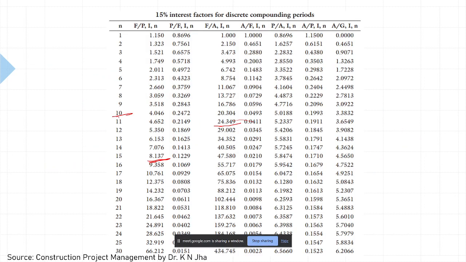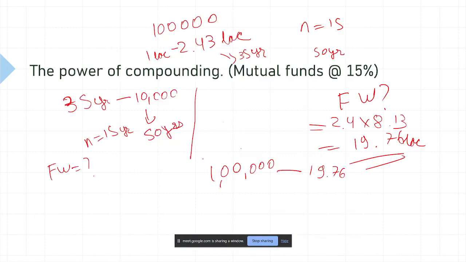So from the table, A given F, 47.58, right? So this becomes 10,000 into 47.58, 4.758 lakh. And how much you invested is 1.5 lakh.